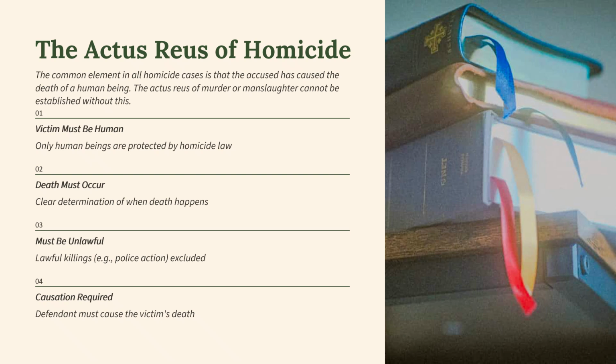Now, the actus reus of homicide. The common element in all homicide cases is that the accused has caused the death of a human being. The actus reus of murder or manslaughter cannot be established without this. The victim must be human. Only human beings are protected by homicide law. Death must occur, with a clear determination of when death happened. It must be unlawful. Lawful killings, for example by a police officer in their police actions, are excluded. And causation is required. The defendant must cause the victim's death.